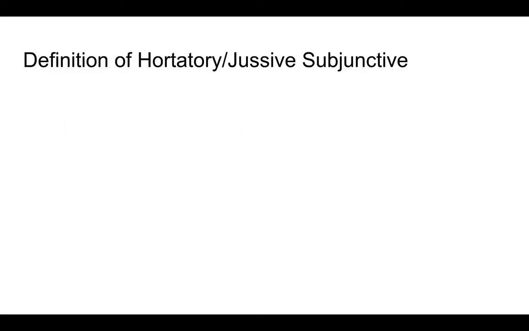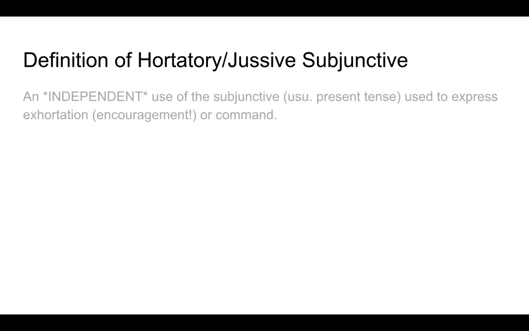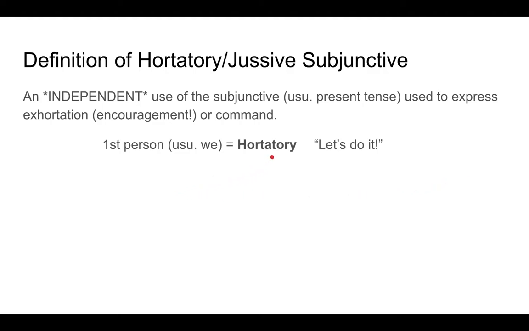The hortatory and jussive subjunctive, if we were to define it, stands out. It's an independent use of the subjunctive, and by independent, I mean it doesn't show up in a subordinate clause. It's actually the main verb in its sentence. These are usually going to be in the present tense, which is why we started off with let's eat caviar. That's how you recognize the present subjunctive. The hortatory and jussive subjunctive are used to express exhortation or encouragement or a command, but in a softer, gentler way.